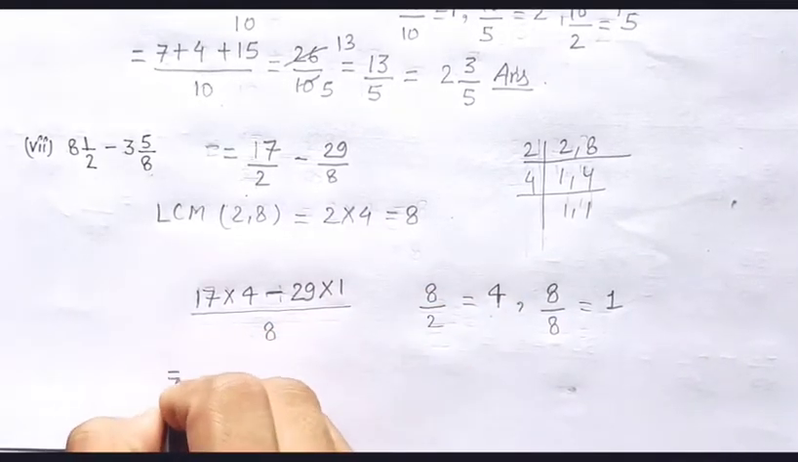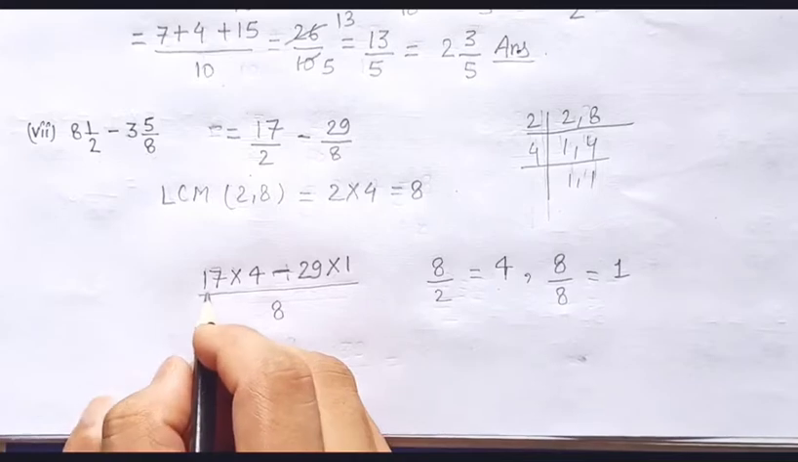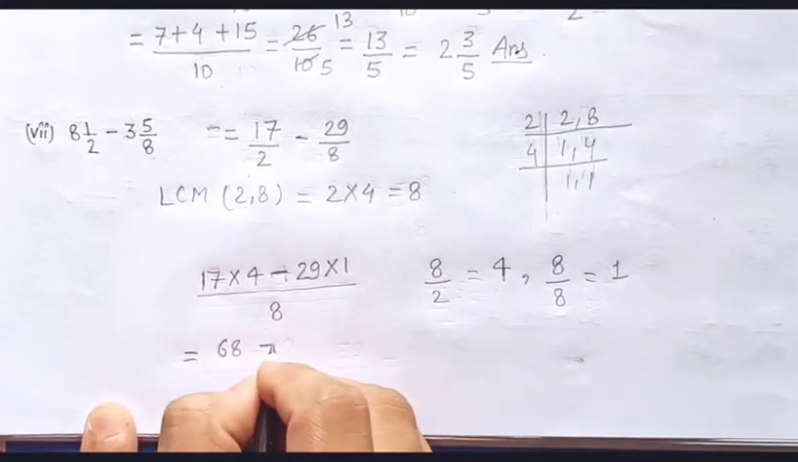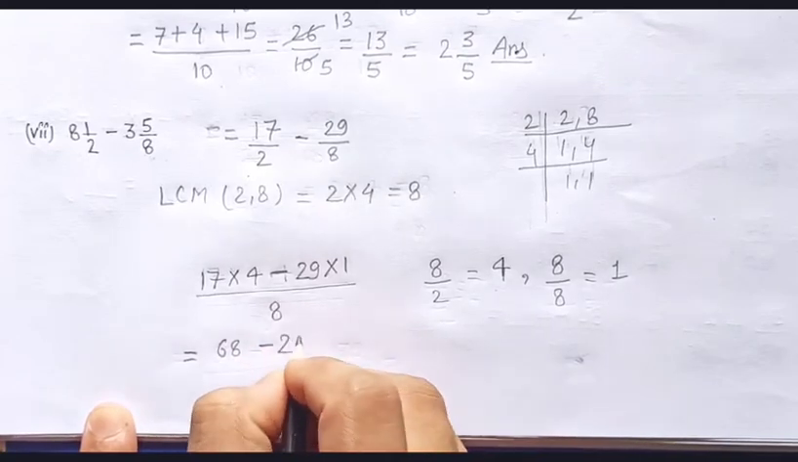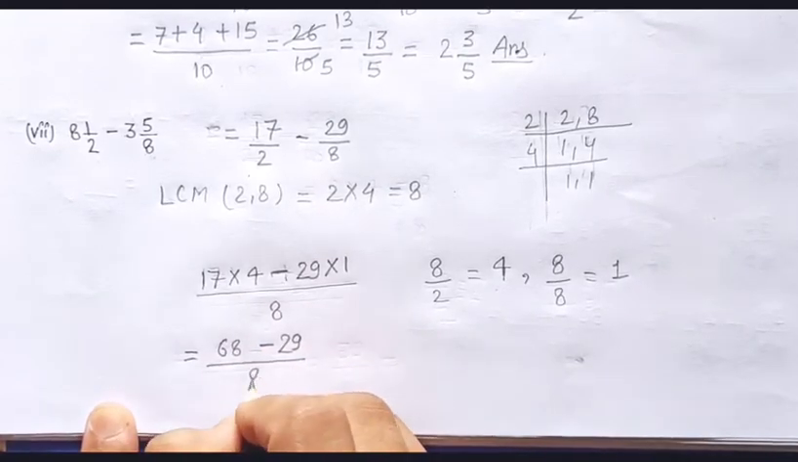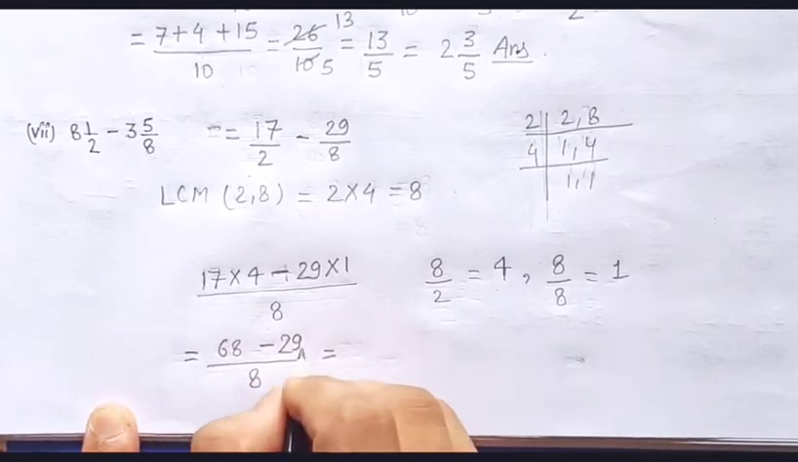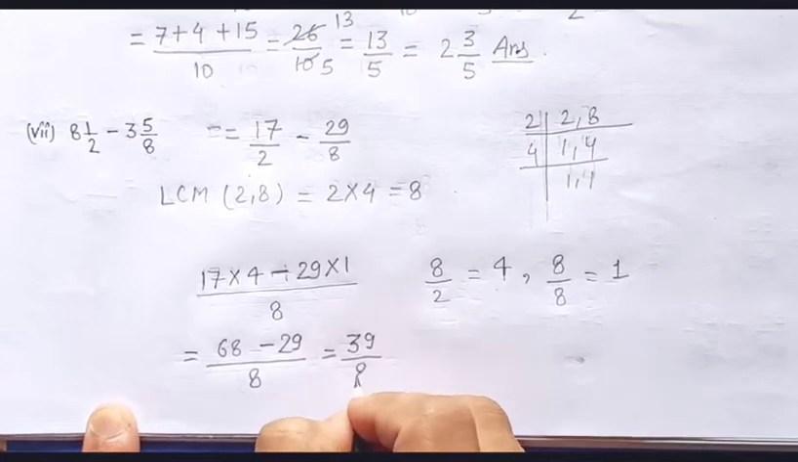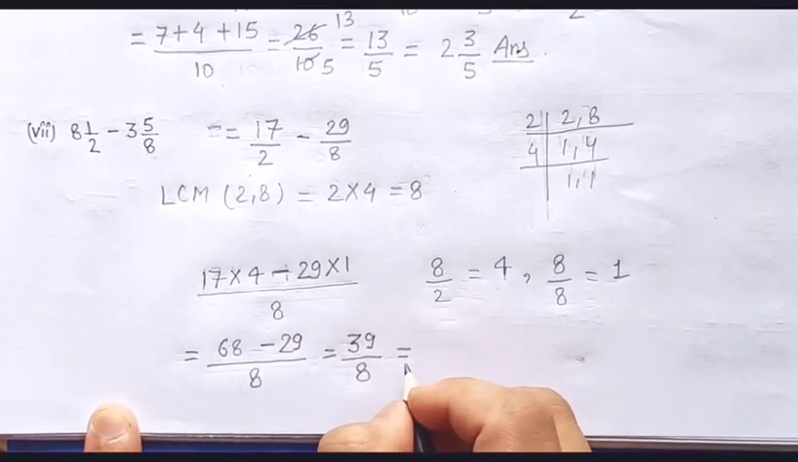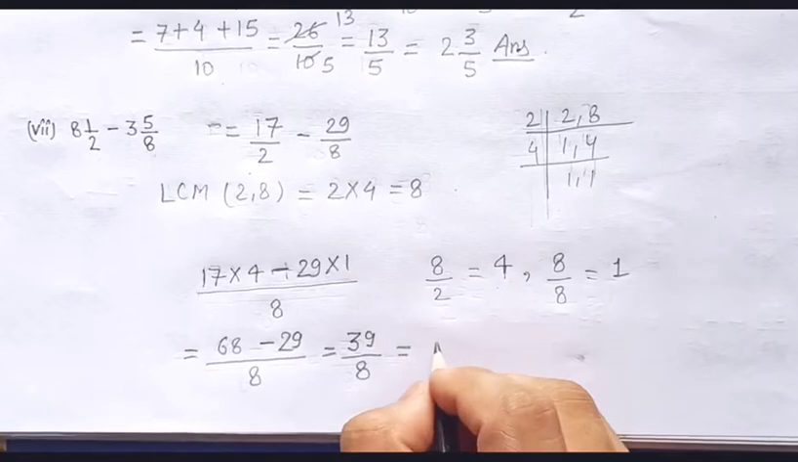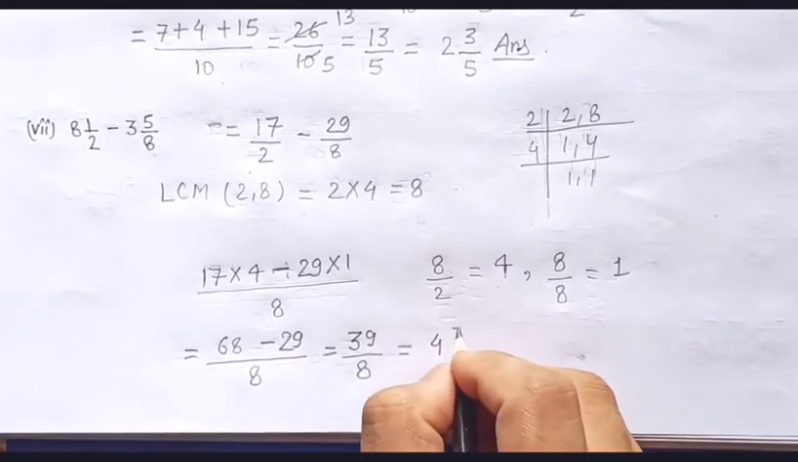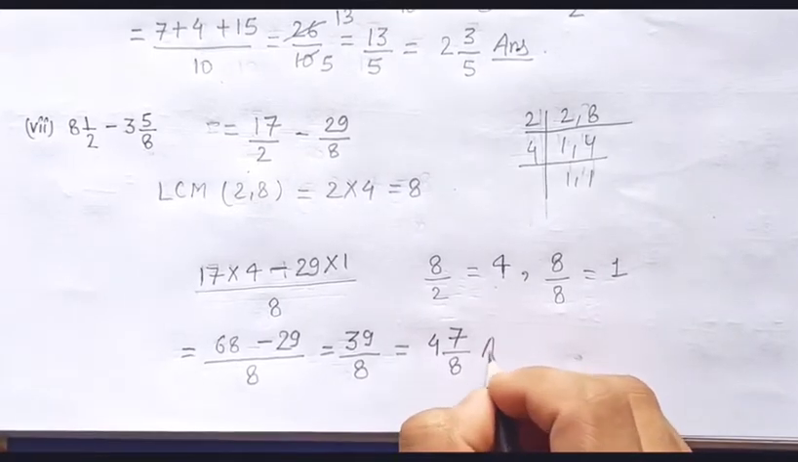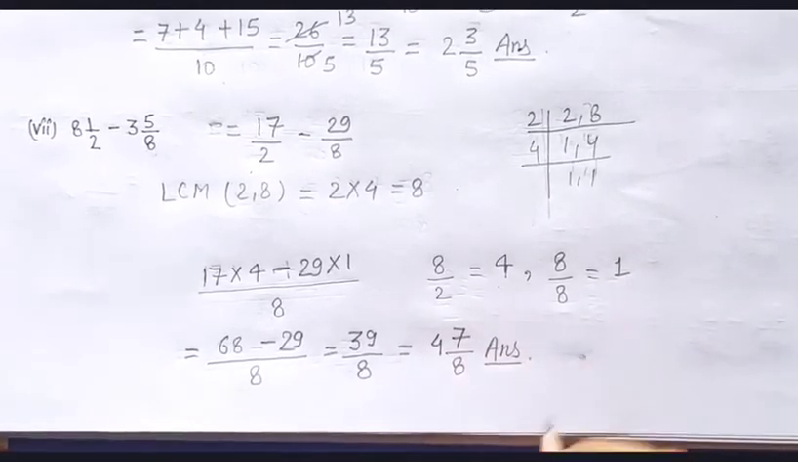So what do we get? It can be written as 17 into 4, that is 68, minus 29, divided by 8, which comes out to be 68 minus 29, 39, divided by 8. And again it can be converted into mixed form as 4 times 8 is 32, remainder 7, so 4 7/8. So this is our required answer.